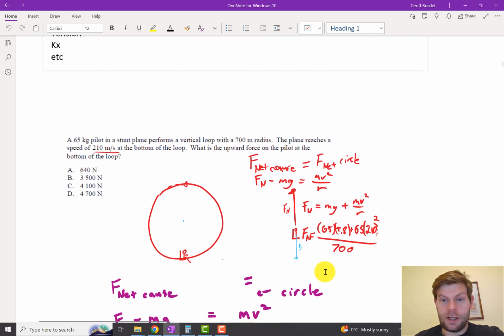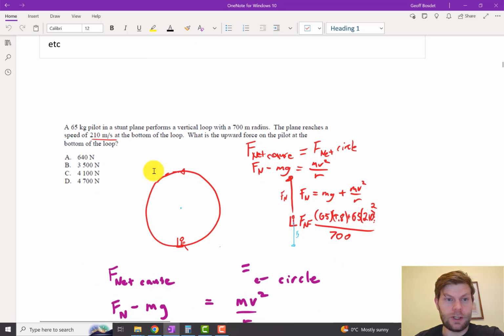So here's an example of it in action. If you've got this little pilot in a stunt plane performing a vertical loop with a 700 meter radius, it reaches a speed of 210 meters per second at the bottom of the loop. So we know velocity. So our formula for net force, because it's moving in a circle, will be the one with velocity in it. And we want to know the upward force on the pilot at the bottom of the loop.